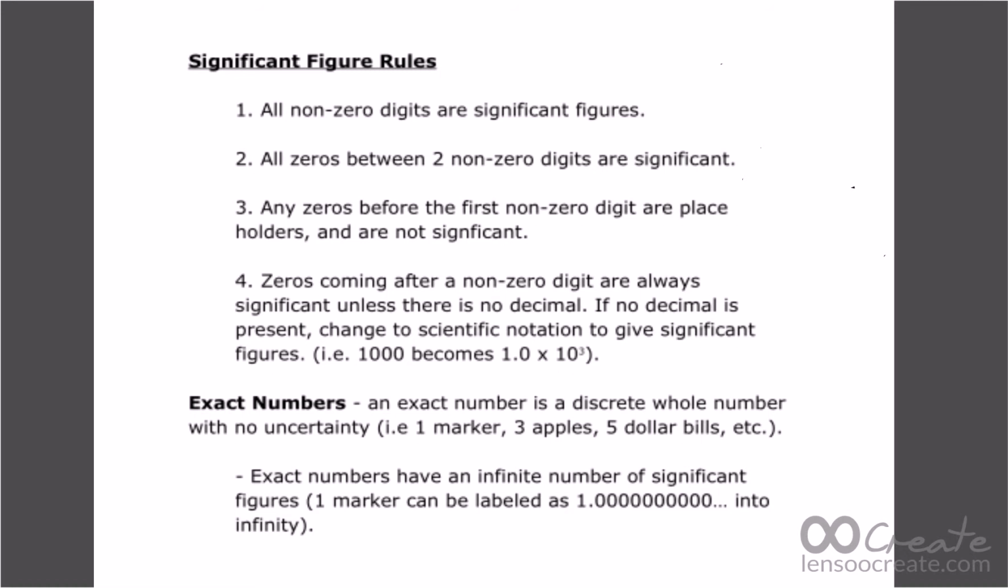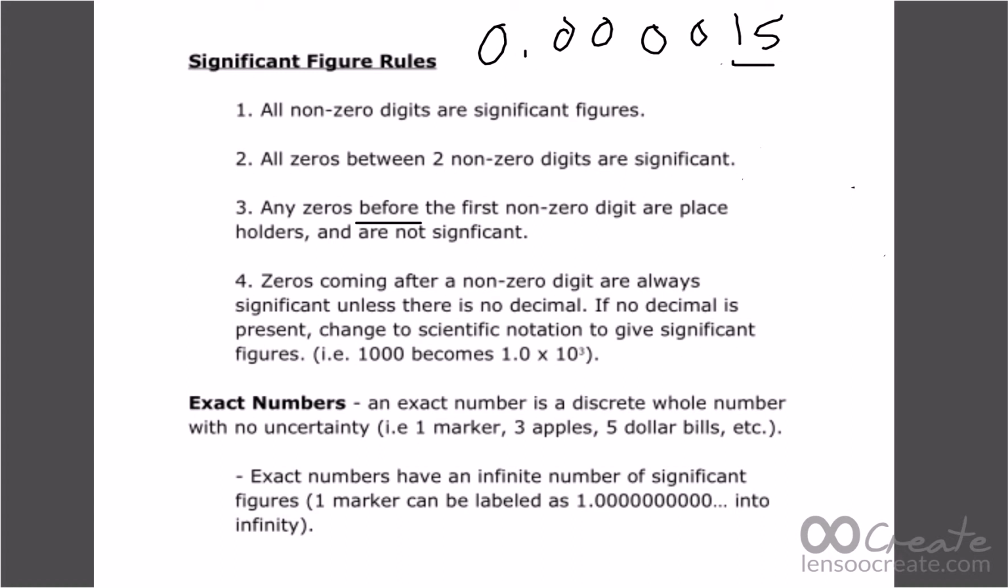Where we usually see this is when you get 0.00000, etc., and then 15 or something like that. Here, the 1 is our first non-zero digit. So again, this is if they come before. All right. So any zeros before the first non-zero digit are placeholders and they're not significant.